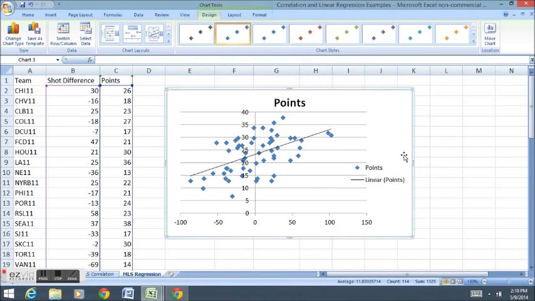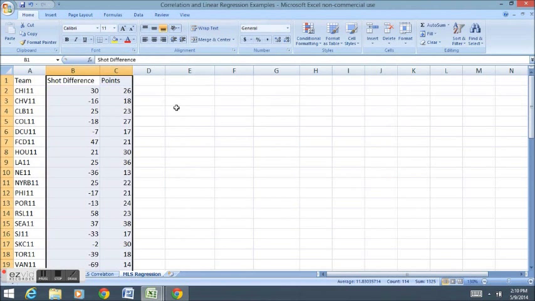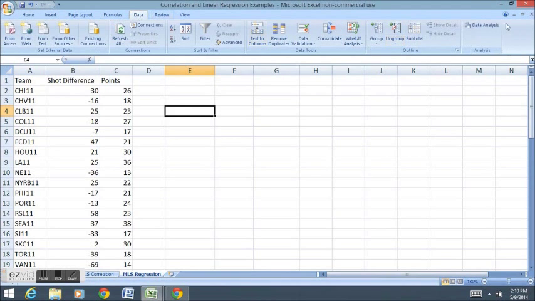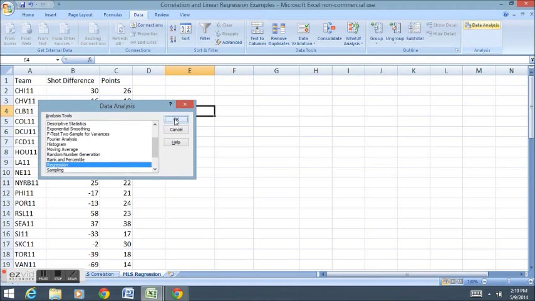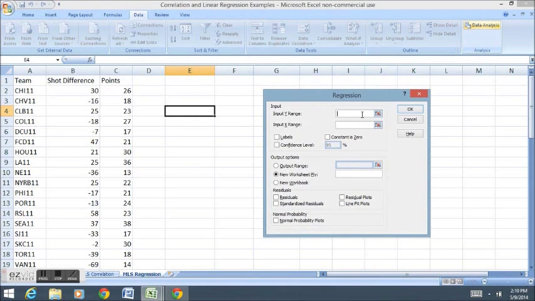Let's evaluate the regression now, looking at an output from Microsoft Excel. I'm going to go to my Data tab, Data Analysis, and I'm going to choose my regression option. In this case, for linear regression, we actually care what our y variable and x variables are. In regression, we are trying to estimate or predict a y variable from knowledge of an x variable. For our example, we're trying to predict the number of points a team will get in the second half of the season from the knowledge of their shot difference in the first half of the season.